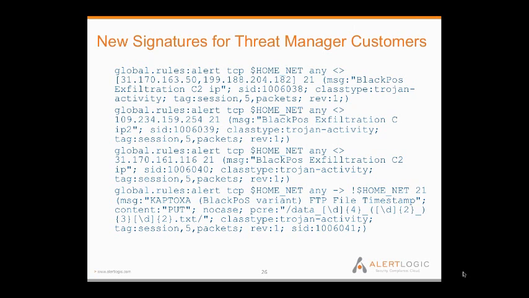Here are some of the signatures we created for Black POS. The IP-based ones are actually the external servers that the FTP data was going to. So if you have an IDS device, you can use these to help mitigate some of the attack. Most of these are all IP-based. The bottom one is going to be the actual FTP file transfer. And as you can see, it's a put command on this one, and it's actually looking for a timestamp similar to the one used in this attack.